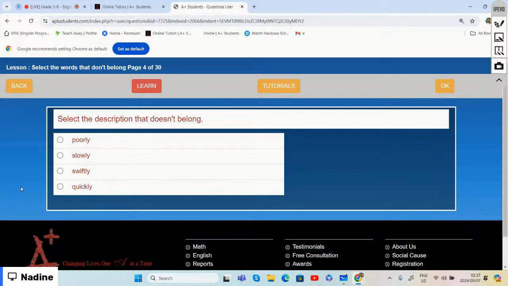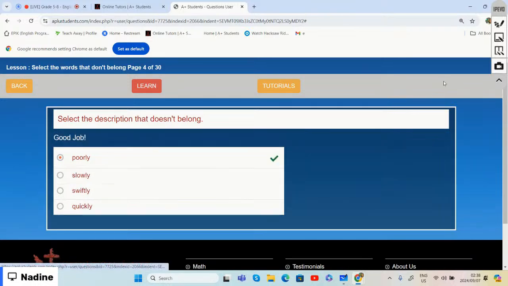And the word that doesn't belong, we say it's poorly, slowly, swiftly, and quickly. Yes, option one, poorly, doesn't belong. Words like slowly, swiftly, quickly basically tell us how something is being done, right? It's the pace that you're doing it. You're either doing it slowly, swiftly, or quickly, right? But poorly does not belong. So well done.